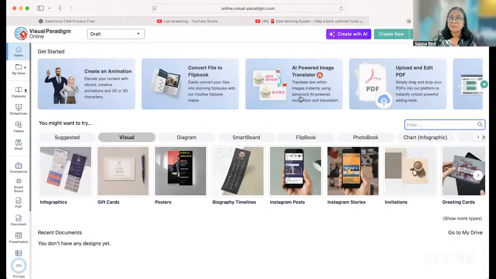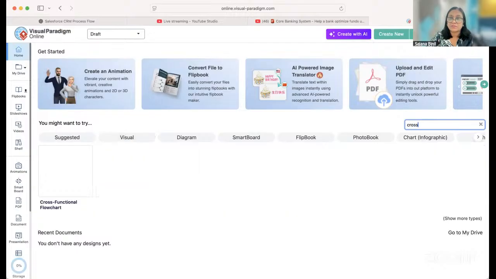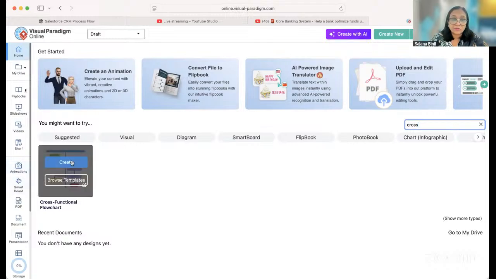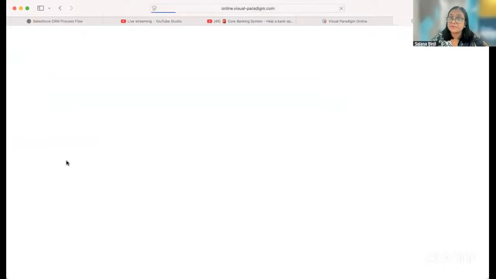When you log into the tool, you'll get a dashboard like this. On the right-hand side, you are seeing a search bar, filter. There you can type cross. Cross gives you the cross-functional flow chart. So bring up this cross-functional flow chart and click on the create button here.